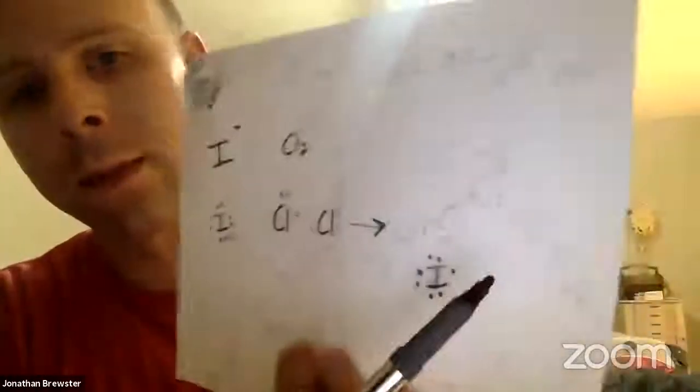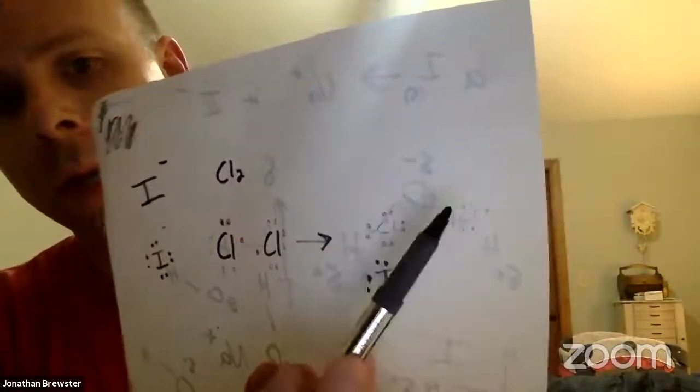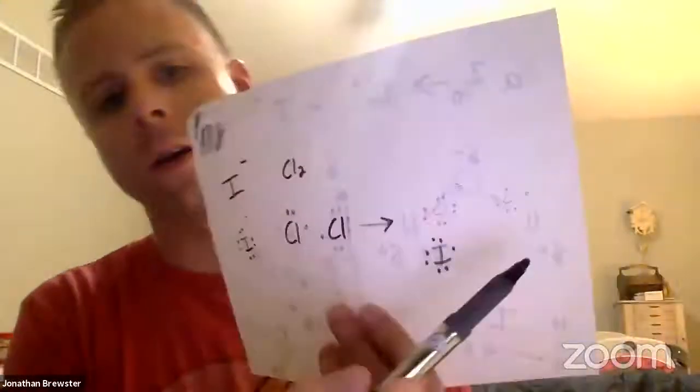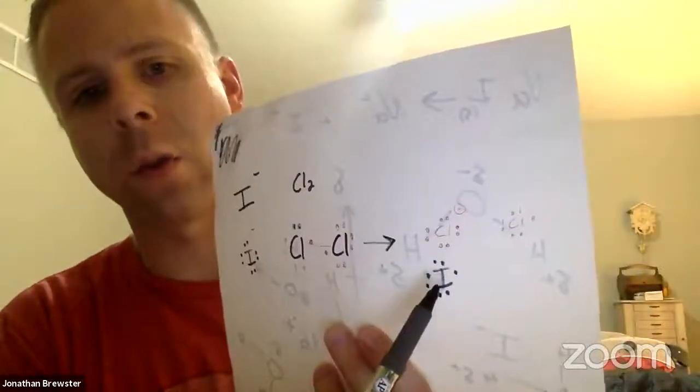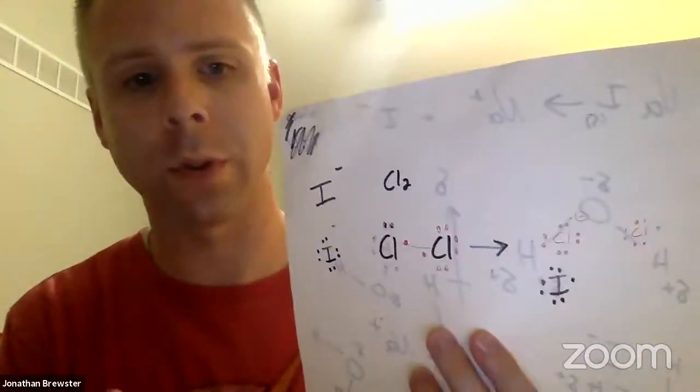Now he's got one less, and this chlorine right here took it. He also got a shot off. Now, this is where, when you're in solution, lots of different things can happen. You could possibly form a chlorine-iodine bond. They'll both have their octet.